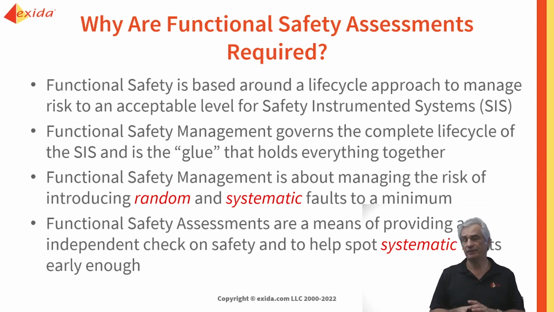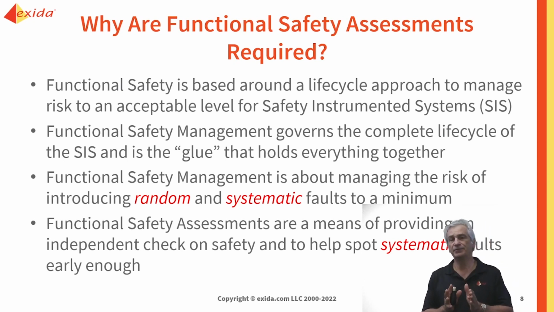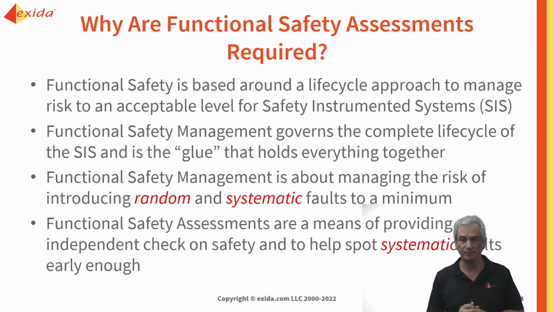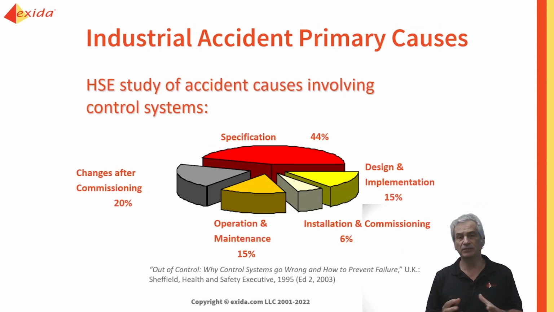A key part of functional safety management is being able to do these functional safety assessments. And the purpose of the functional safety assessment is really to help us with minimizing the possibility of introducing systematic failures, systematic faults into the design process as we go through. So this is the reason why we need to do these, because systematic failures ultimately lead us to potential accidents.